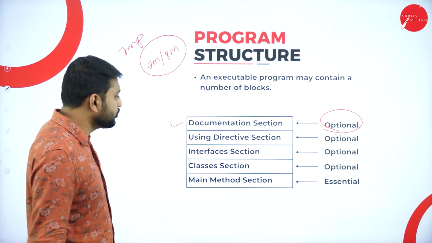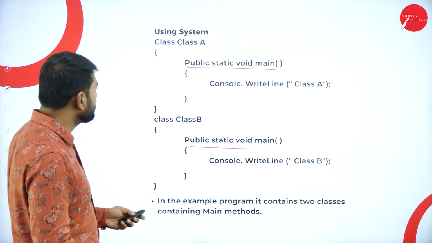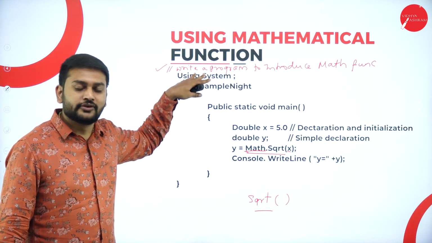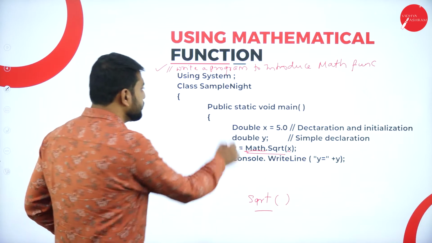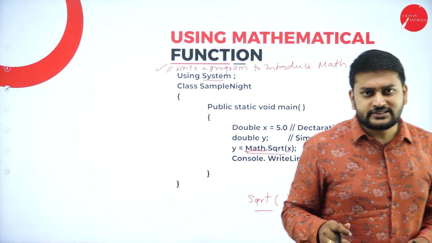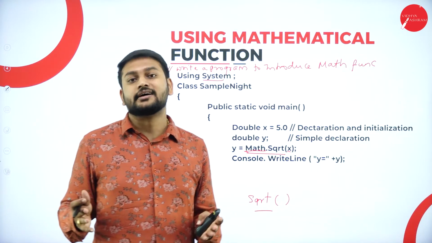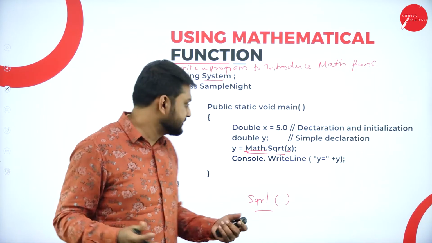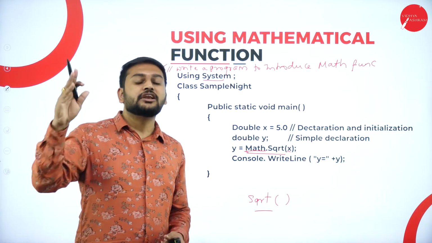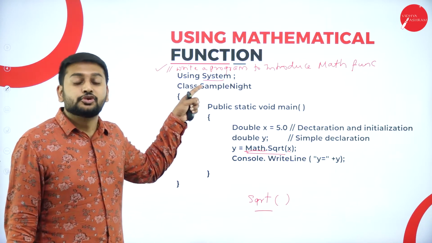Moving forward to the next one, the using directive section. Guys, you all have noticed this. You should use a keyword called using, in lowercase, followed by the namespace. What is the meaning of namespace? A namespace contains a collection of predefined classes. Say here I have Math; it has multiple predefined classes. If you want to include all those things, this is the section where you can include them.